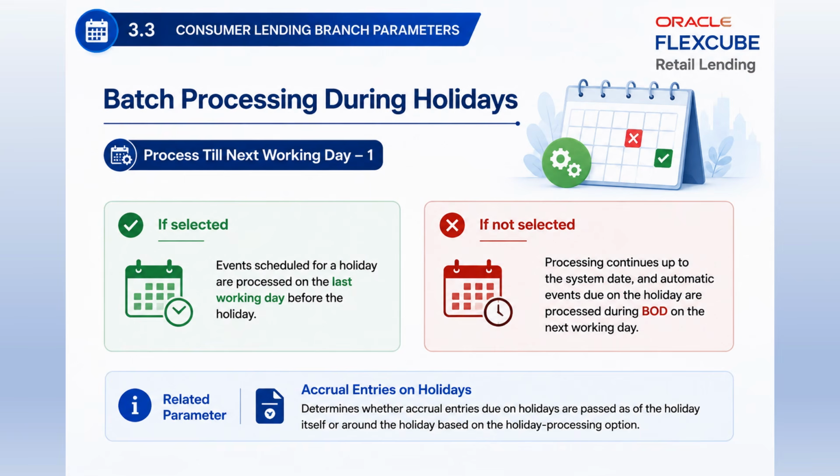Next is process till next working day -1. If this option is selected, events scheduled for a holiday are processed on the last working day before the holiday. If the option is not selected, processing continues up to the system date, and automatic events due on the holiday are processed during BOD on the next working day. There is also a related parameter called accrual entries on holidays. This determines whether accrual entries due on holidays are passed as of the holiday itself or around the holiday, based on the holiday processing option.